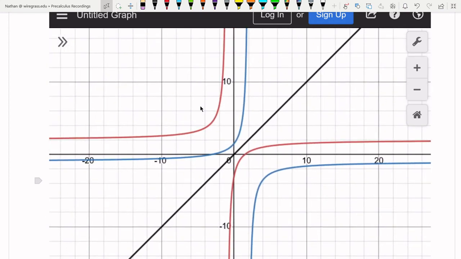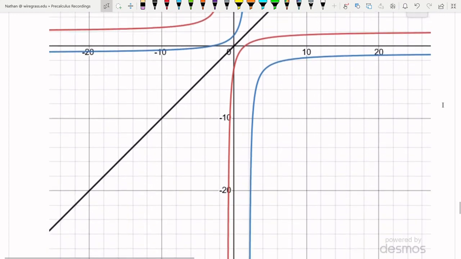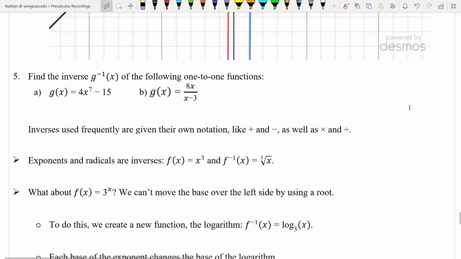So you can see that this is a mirror image across this y equals x line. This red portion flipped up to be this blue portion here. This red portion flipped down to be this blue portion down here. So it is the reciprocal of it. Give it a try in number 5.